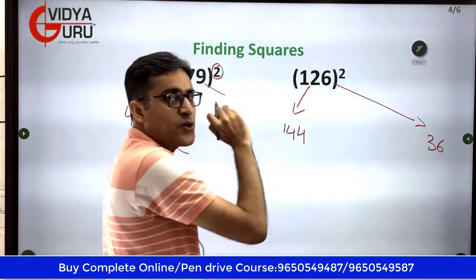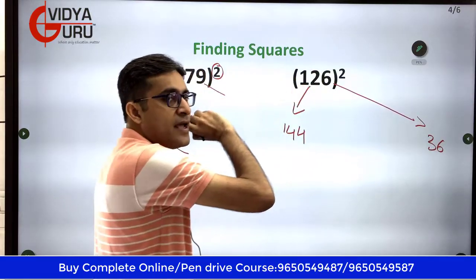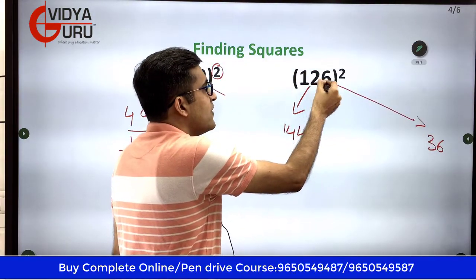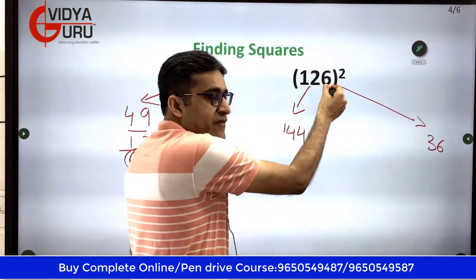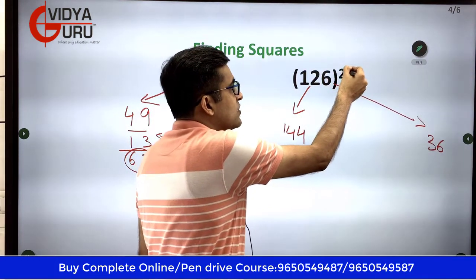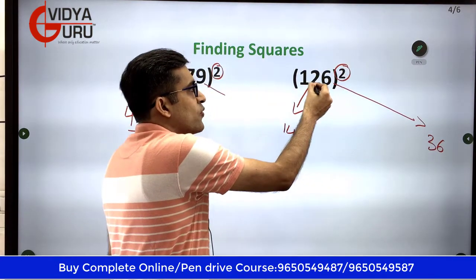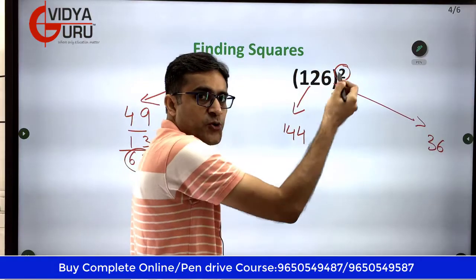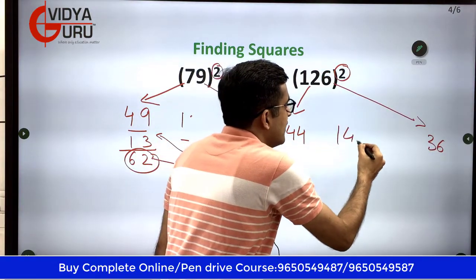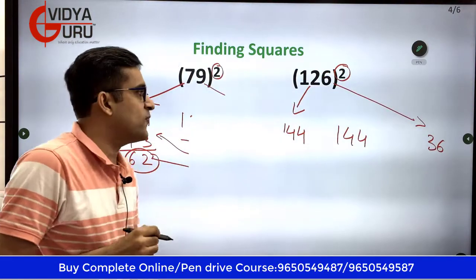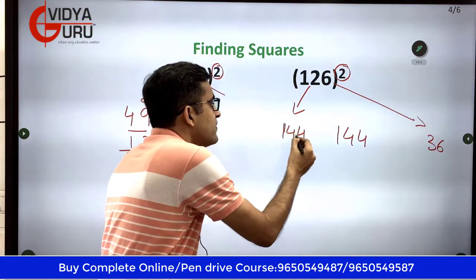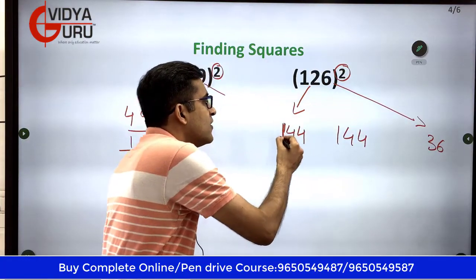In between, what am I going to do? I'm going to multiply 12 with 6. So 12 sixes are 72. Then multiplied with the power. 72 into 2 becomes 144. So coincidentally, even the middle value is 144.